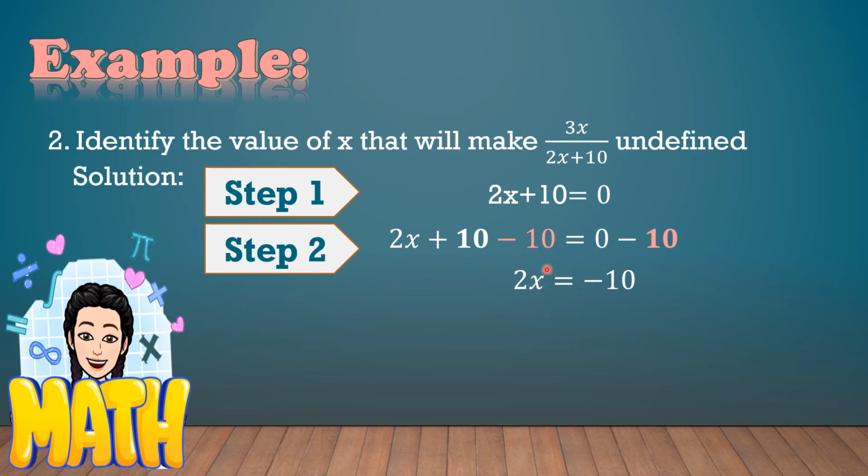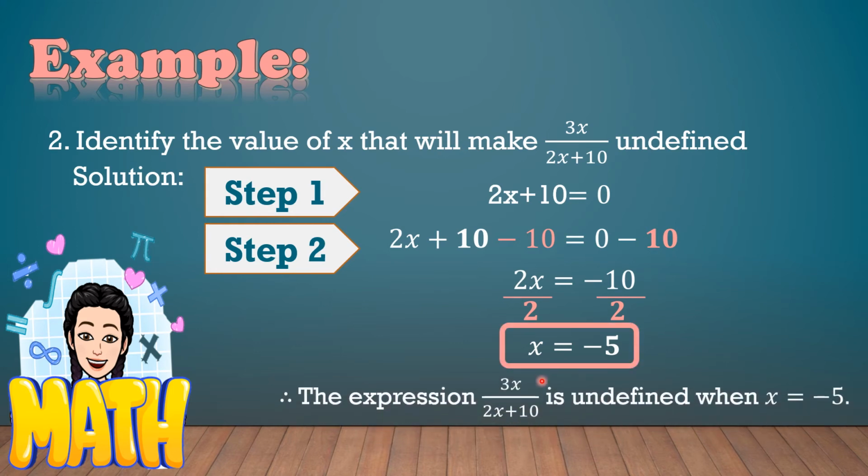And syempre, pag nag-divide tayo dito sa 2, kailangan pati yung negative 10, i-divide din natin sa 2. So, 2x divided by 2 is x, and negative 10 divided by 2 is negative 5. Therefore, the value of x that will make the expression 3x over 2x plus 10 undefined is negative 5.